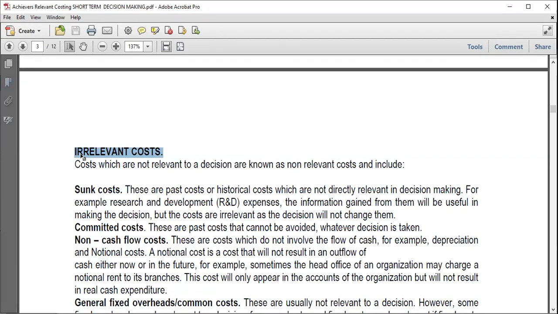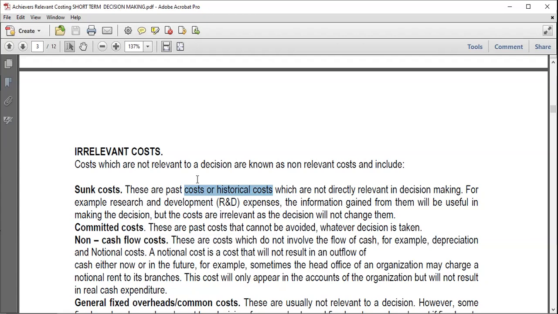Now, in this scenario, we are saying that irrelevant costs, of course, are not relevant to the decision, and we are starting with sunk costs. I already spoke about sunk costs. When you hear the word sunk cost, just know that this is a past or historical cost. You already incurred it. It's no longer relevant. For example, if you're in business and you want to switch to a new product, whatever you incurred in your past is irrelevant. You get it? It is irrelevant.